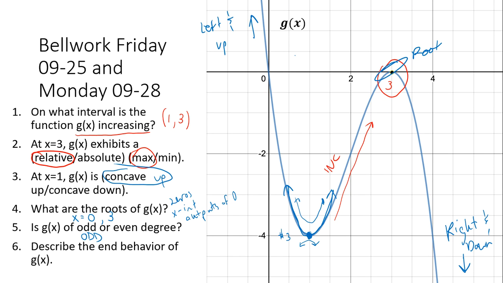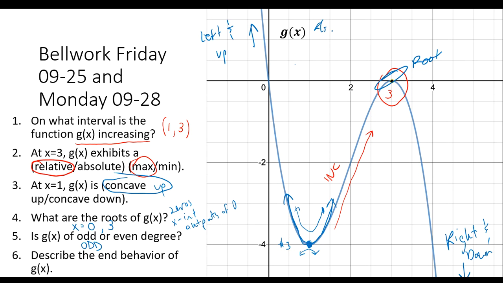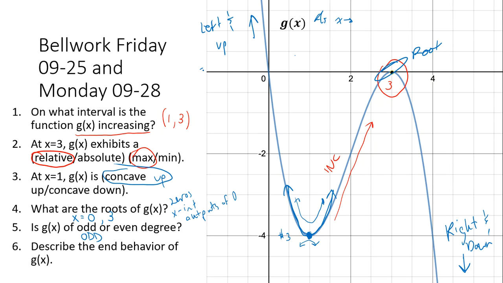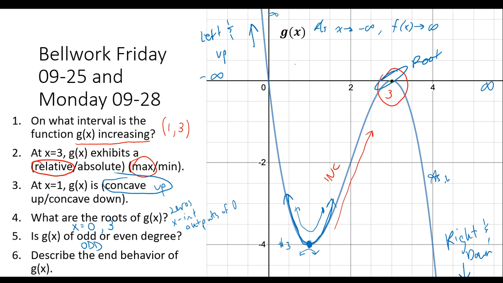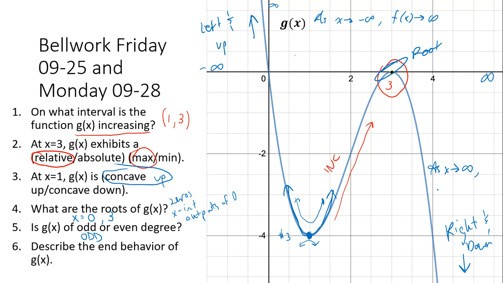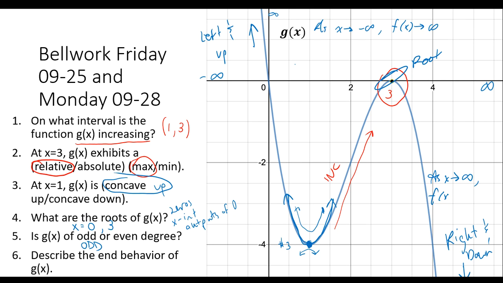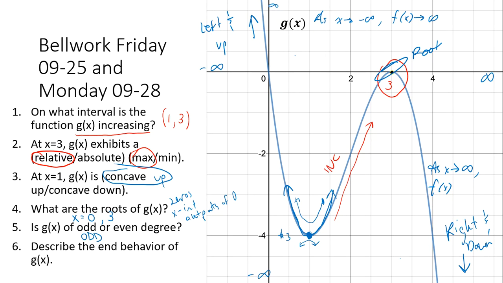And so as we say left and up, remember we're going to say as x goes to, remember your directions, left is negative infinity for x. And then as we say up, that's positive infinity in the y direction. So we're going to say f of x goes up, or positive infinity. And then to say right and down, remember right is positive infinity for x. So we're going to say as x goes to infinity, f of x, and to say down is negative infinity.